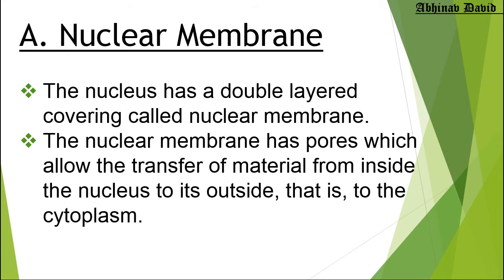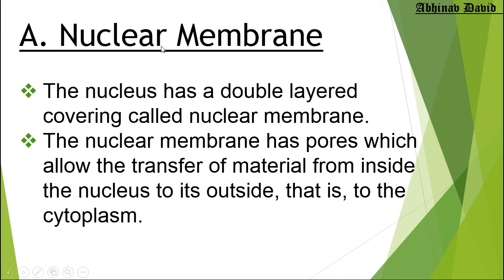Before we start the nuclear membrane, let us recall what you have learnt about the nucleus. The nucleus is an organelle which is present only in the eukaryotic cell. In the animal cell it is present in the center of the cell, and in the plant cell it is present away from the center. You have already studied the functions of the nucleus, that it is the control center of the cell, it controls the different activities of the cell. So nucleus is a very important organelle of the cell. Now let us discuss the different parts of the nucleus.